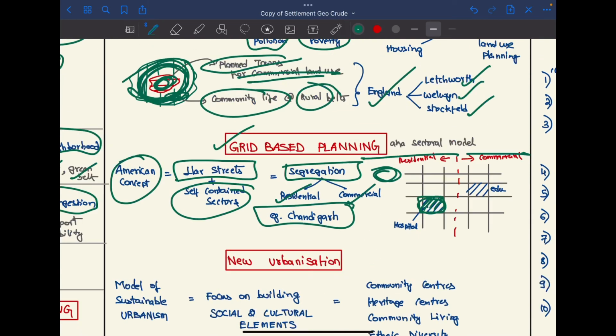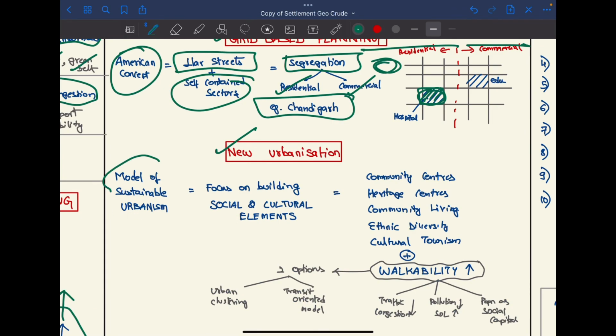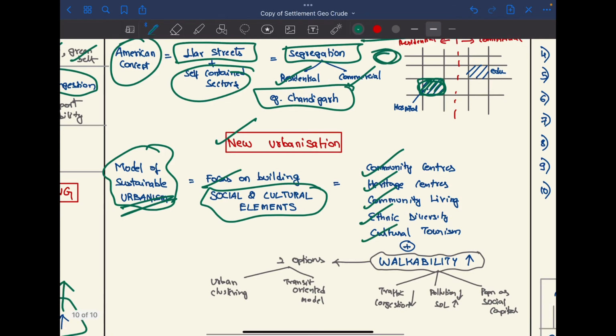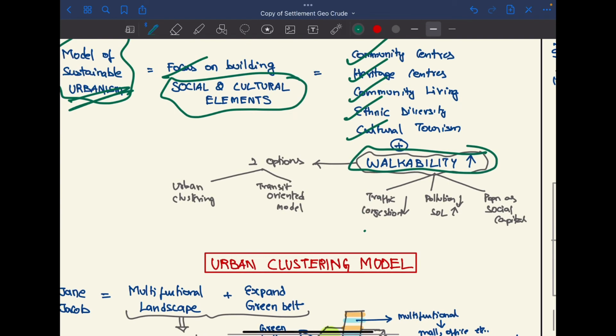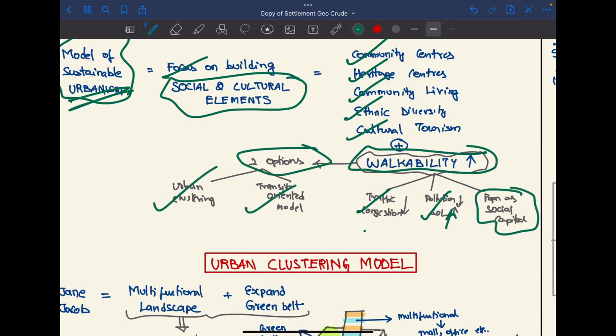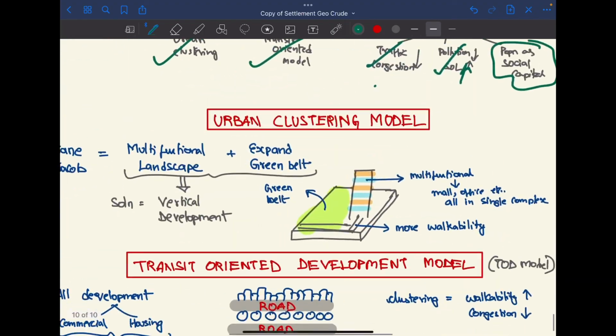Next, we have the new urbanization, that is this model of sustainable urbanism. This will focus on building social and cultural elements like community centers, heritage centers, community living, ethnic diversity increasing, and cultural tourism. Also, it will focus on increasing walkability, which will reduce the traffic and congestion, reduce the pollution, and increase the standard of living. Also, it considers population as a social capital. So for this there are two options: one is the urban clustering model and the other is the transit-oriented model. We'll see them. So first, the urban clustering model.